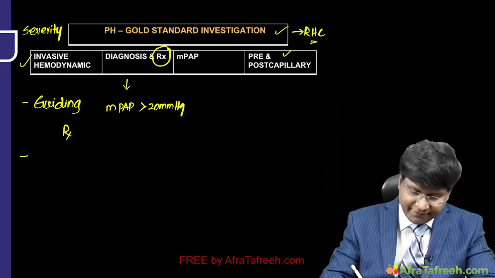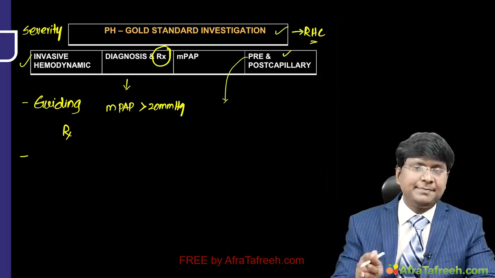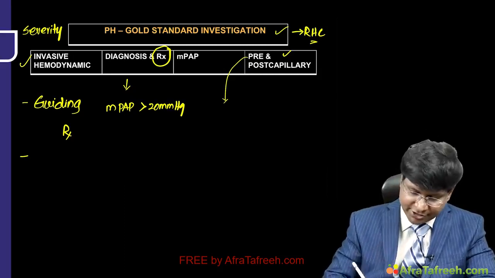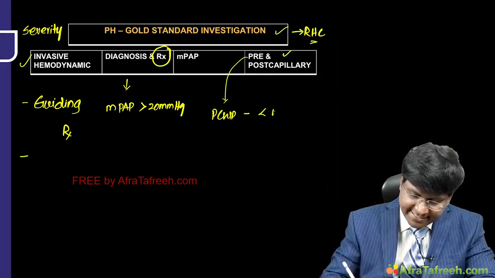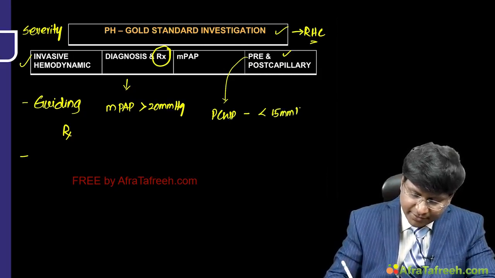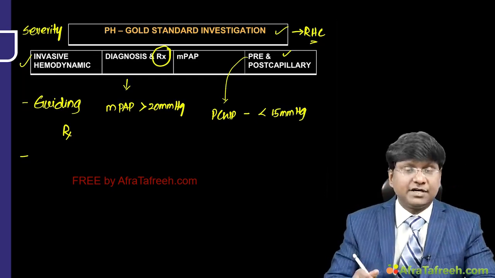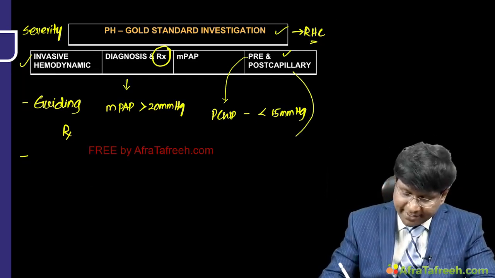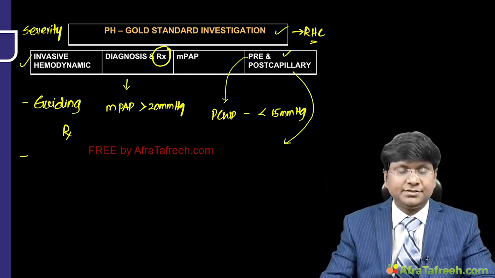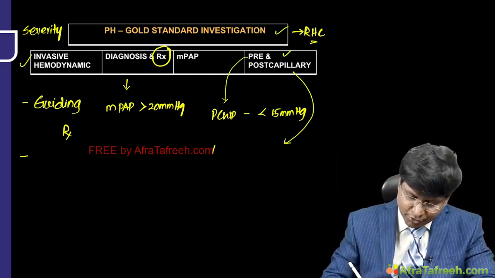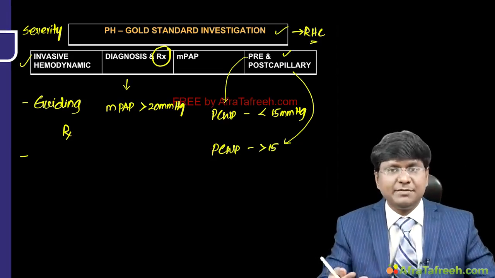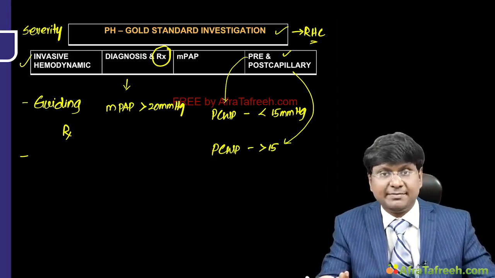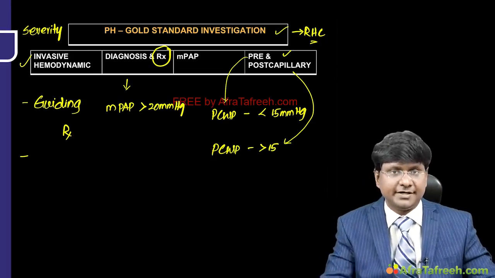In what way? For example, if it is a pre-capillary cause for pulmonary arterial hypertension, the pulmonary capillary wedge pressure will be less than 15 millimeters of mercury. If it is a post-capillary cause for pulmonary arterial hypertension, your right heart catheterization will show that the pulmonary capillary wedge pressure is more than 15 millimeters of mercury. Post-capillary means left heart pathologies where your pulmonary capillary wedge pressure will be elevated.